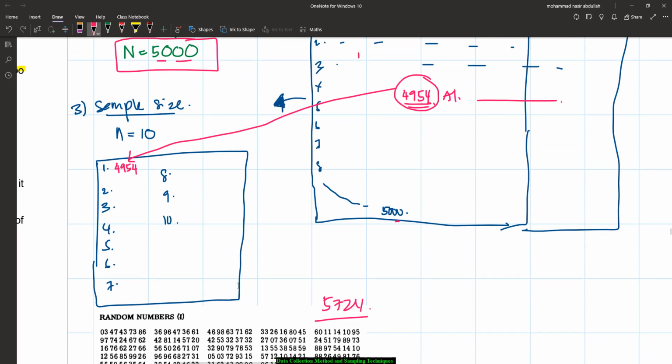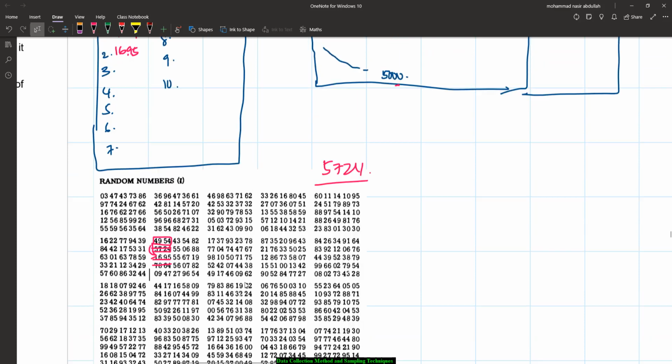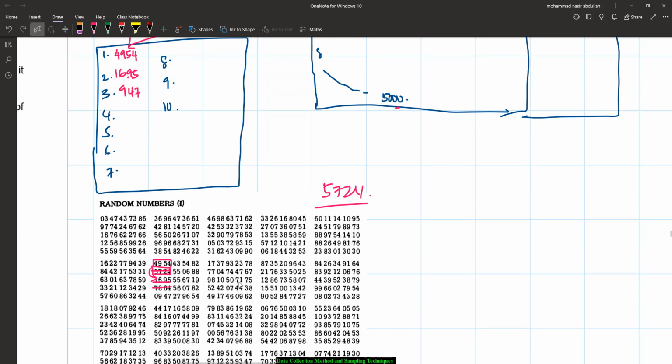So we take 1695. So 1695 is supposed to be here. 1695. Right. So we put into sampling unit number 2, 1695. So the respondent member number 1695 we will take into the sampling unit. And the process goes on until we satisfy our sampling unit, which must be 10. This one cannot go in. So we put in 947.